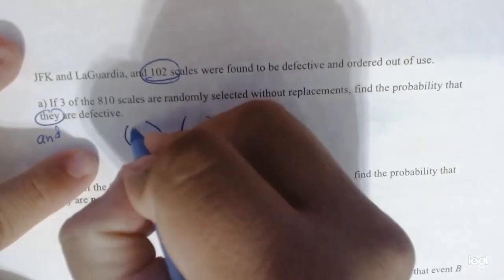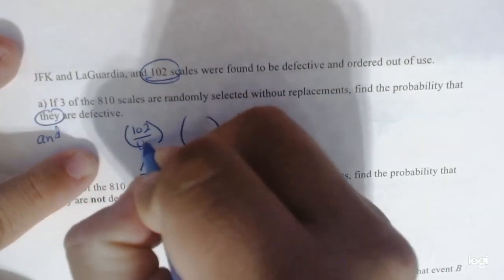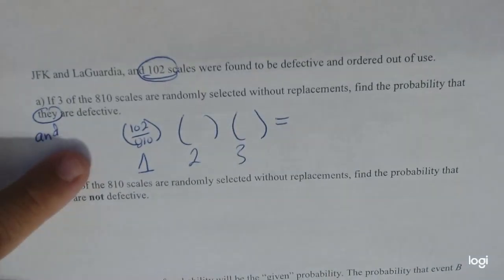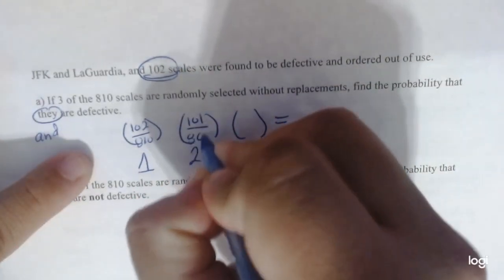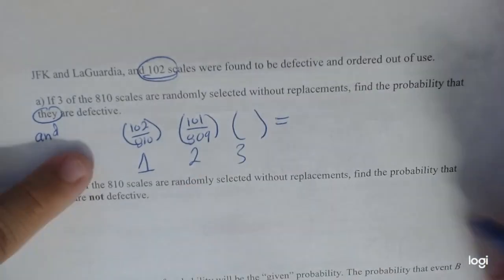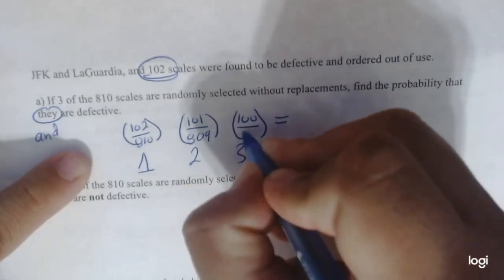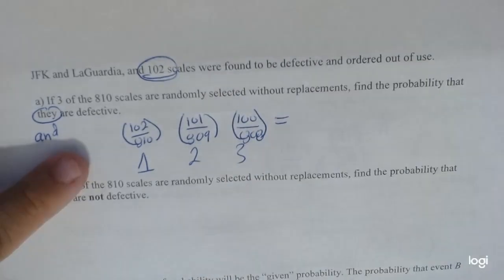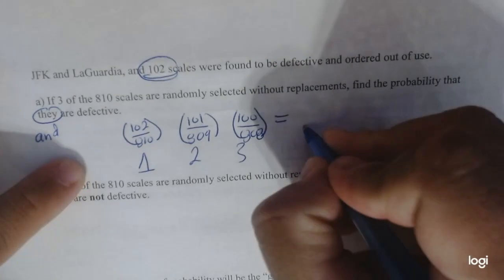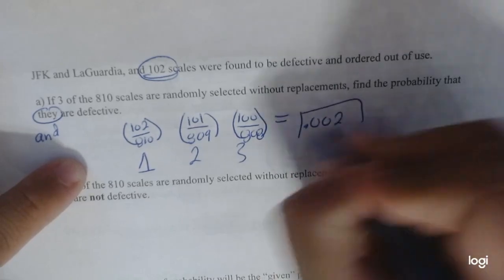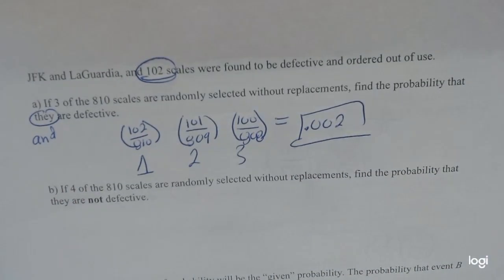Okay. All right, so what's the probability of 1 being defective? Well, there's 102 total, so 102 out of 810 are defective. Well, if I took 1 out, there's 101 left over out of 809. And then there's now 100 left out of 808, right? So notice it deducted 1 every single time, just like the cards. I'm just taking 1 out every single time, so everything gets deducted. Once you multiply this out, you get 0.002-ish, I believe.